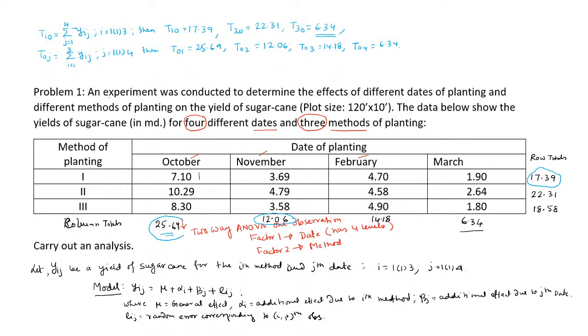And G, we know G is the grand total. Second row is, okay, it is 22.30. Okay, thank you. Thank you, follow me. 22.30. Please rectify this.